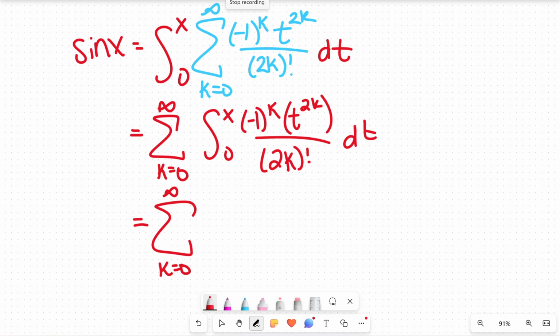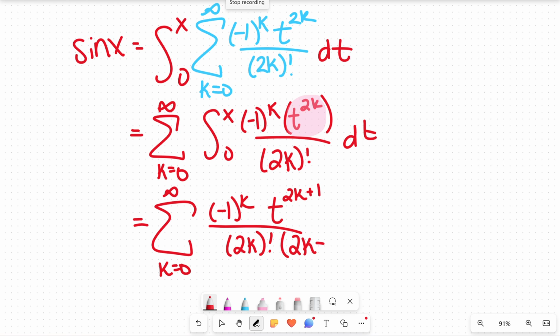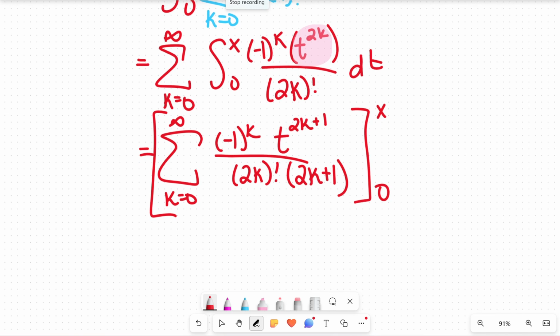So now I'm ready to integrate. So again, my constants are going to stay the same, my coefficients stay the same. The only thing I'm integrating is this component right here. I know when I integrate, I add 1 to my exponent, and then I divide by the new exponent. And this is a definite integral, so I'm evaluating between x and 0. So I'm going to put my brackets in here. So now I can go ahead and substitute in my x and my 0. I know if I substitute in the 0 for t, I'm going to get just 0, so I only need to substitute in the x part.